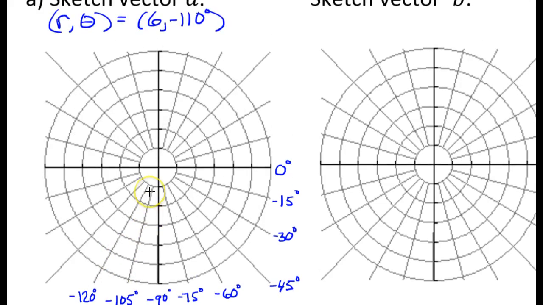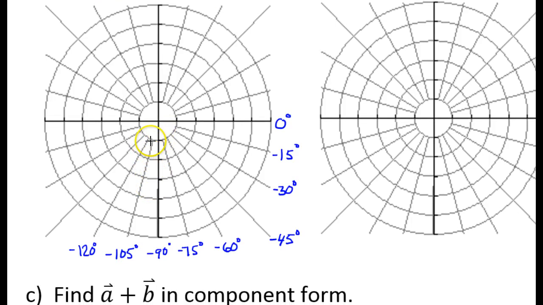Now, we're also told that the magnitude is 6. Well, each one of these concentric circles is an additional 1 unit away from the origin. So if I start drawing at the origin, that is a magnitude of 1, 2, 3, 4, 5, and 6. Okay, so it should be about here. All right, so that's a sketch of vector A.